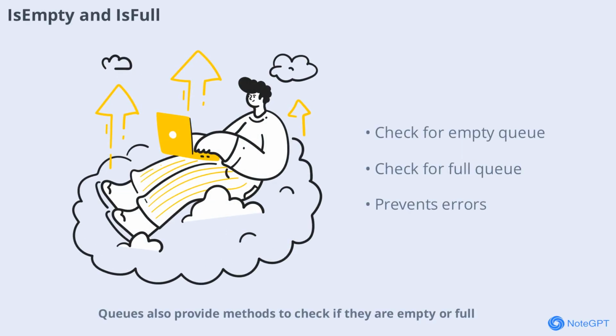Queues also provide methods to check if they are empty or full. The isEmpty operation returns true if there are no elements in the queue, while isFull is relevant for queues with a fixed size like array-based implementations. These checks are important for preventing errors, such as trying to dequeue from an empty queue or enqueue into a full one. They help keep your program safe and efficient.